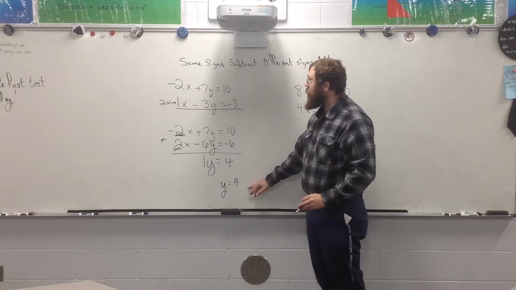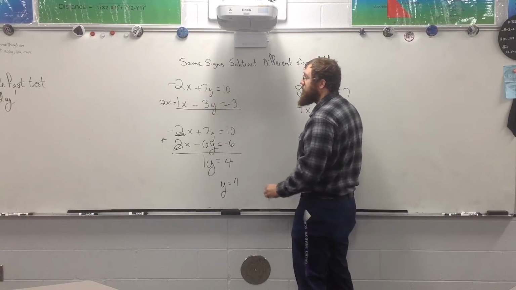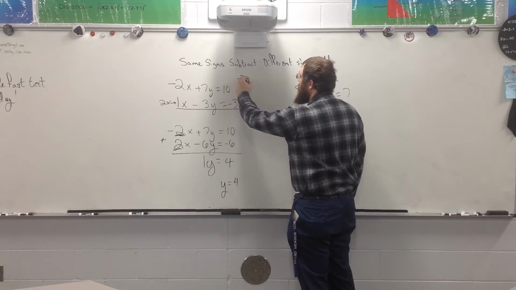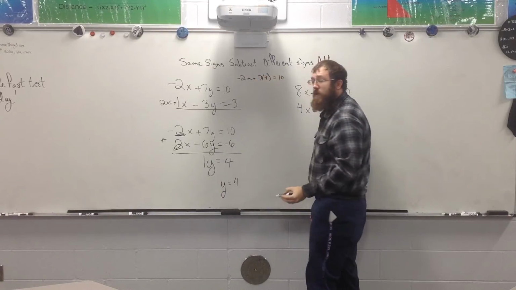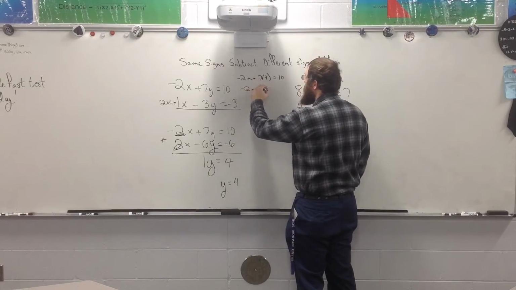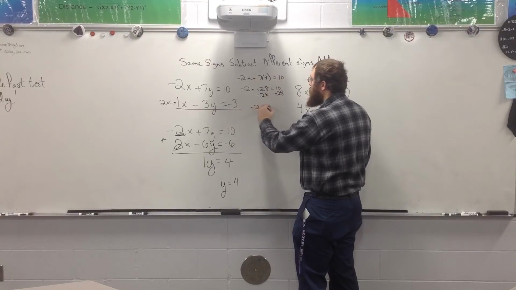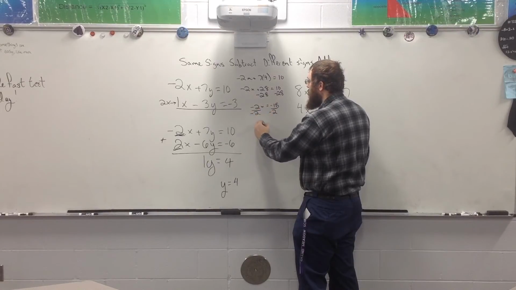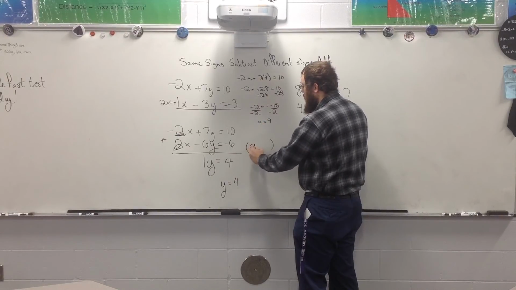Now that we know that y is 4, we need to come back and find x. Mr. P always uses the top equation so that he can stay consistent. So I have negative 2x plus 7 times 4 equals 10. 7 times 4 is 28. Negative 2x plus 28 equals 10. I will subtract my 28 from both sides. Negative 2x equals negative 18. Divide by negative 2. Divide by negative 2. And x is 9. So I end up with the final answer 9, 4.